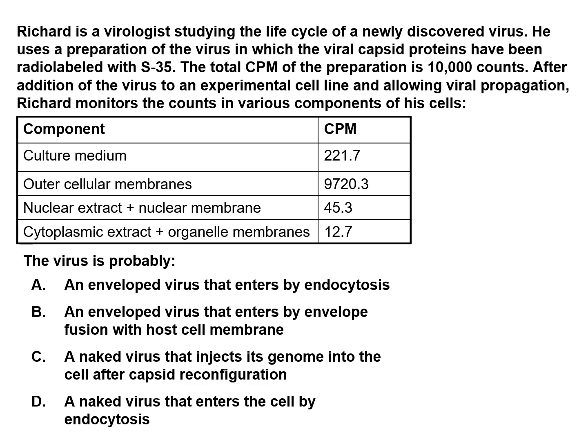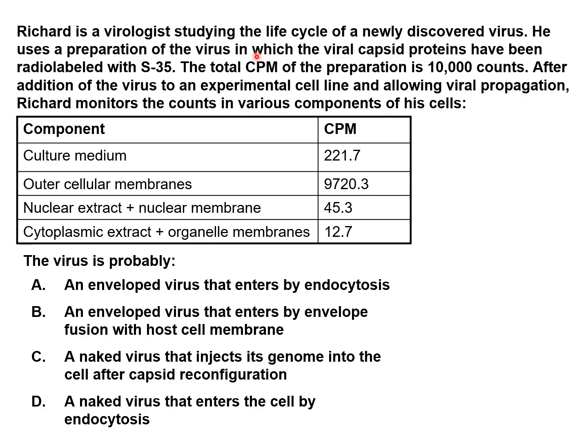Alright, so take a moment to think about this question. I'll walk you through it first. Richard is a virologist and he's studying the life cycle of a newly discovered virus. He uses a preparation of the virus in which the viral capsid proteins have been radiolabeled with S35. So now that the capsid proteins of the virus are radiolabeled, we can trace where they're going. We can trace where the capsid proteins are going.